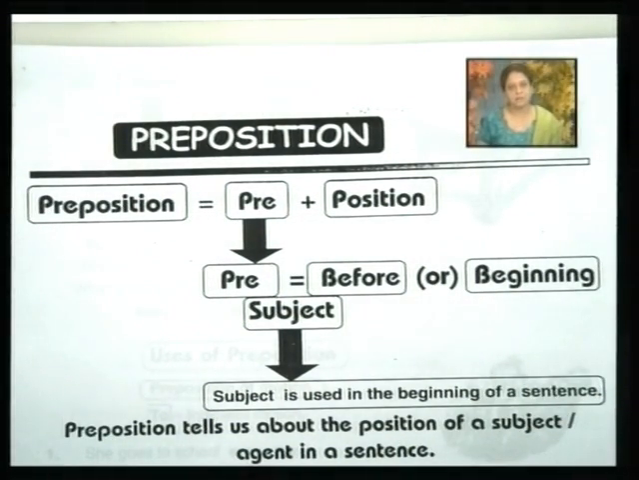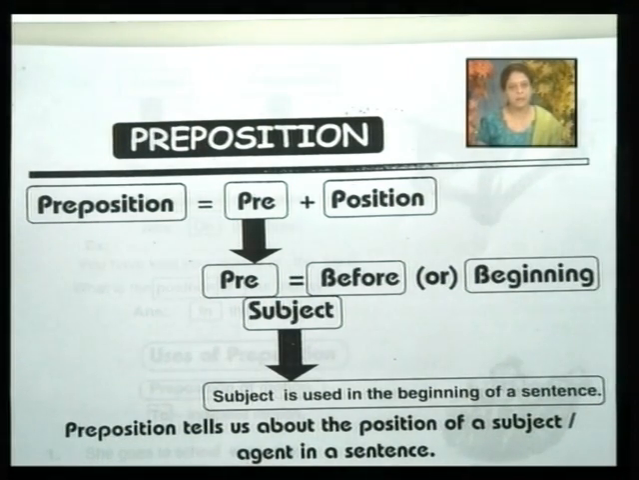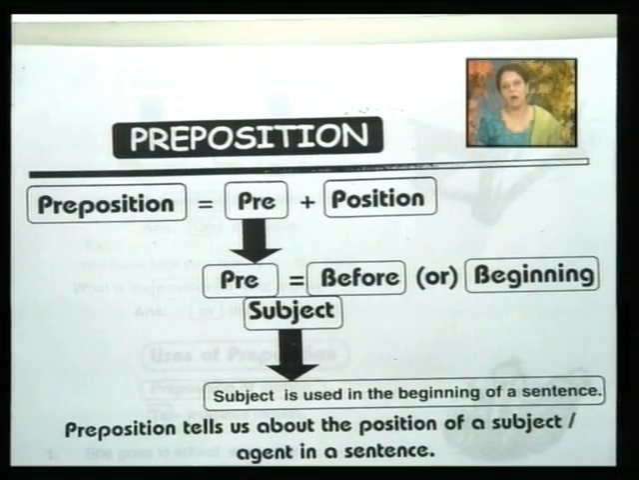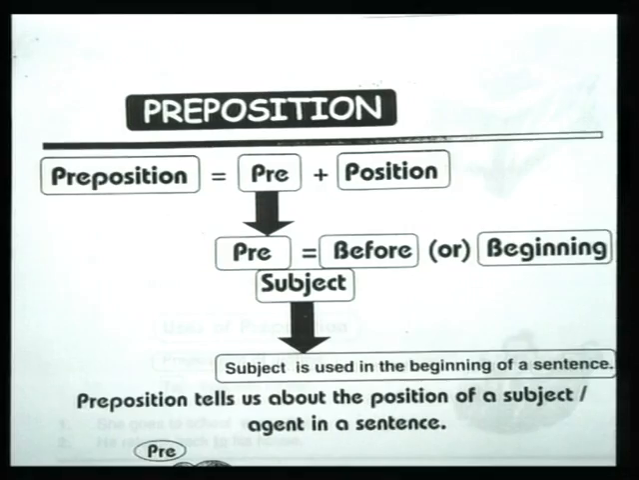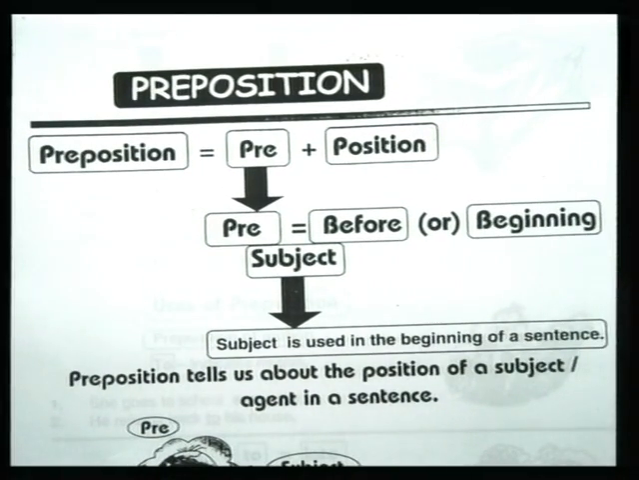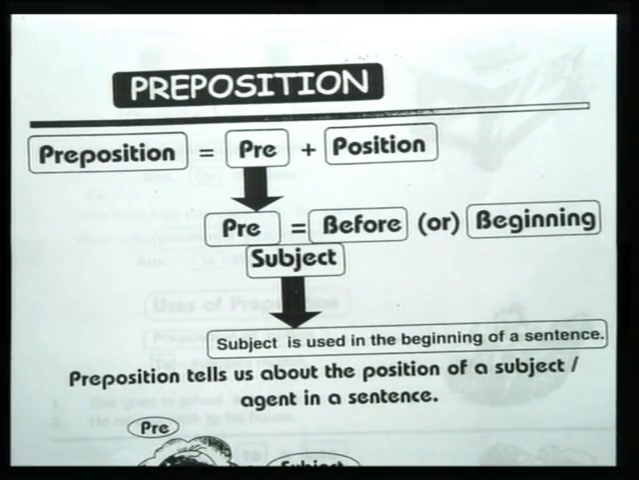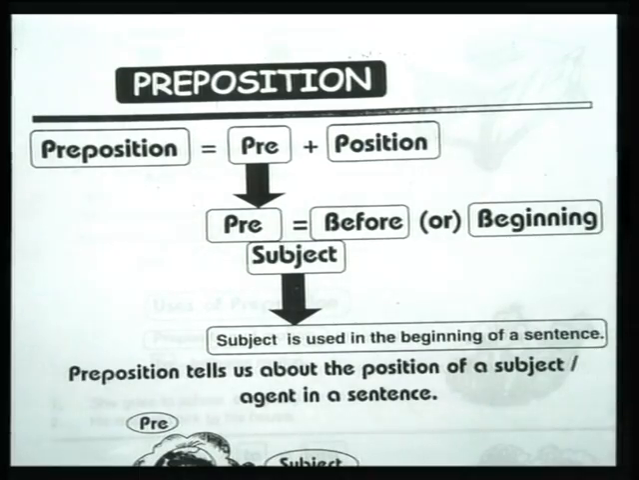The preposition is placed after a verb. It is between the subject and an object. Here, preposition tells us about the position of a subject, agent in a substance. I will try to make it more clear with the pictures and few examples.